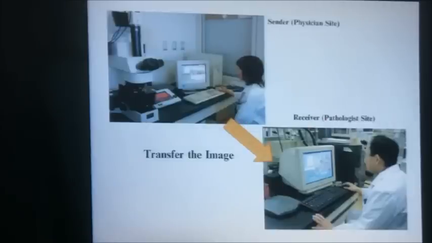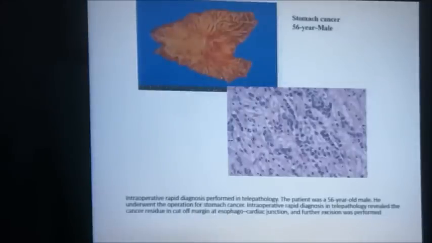As I told you, you can transfer the image. This is the receiver pathologist. This is the sender pathologist, or the sender physician. Sometimes they can ask you for your opinion. We are not happy with the diagnosis. What's your diagnosis? This is the way it can work.